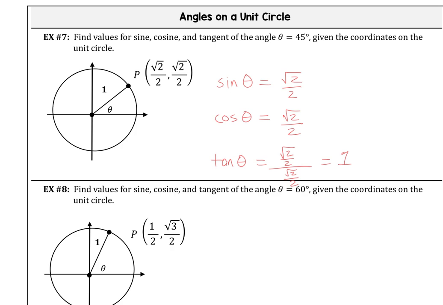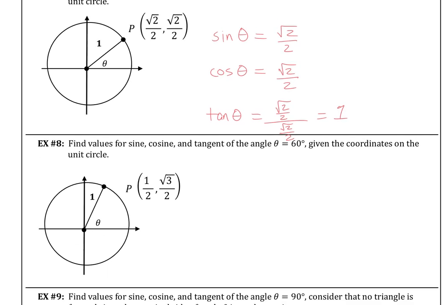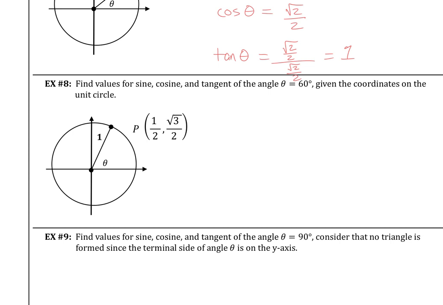So we've done 30. We've done 45. Now we need to do 60 here. I want to find the values of sine, cosine, and tangent for 60 degrees. So you see, the relationship is that it takes the 30 degrees and it just flips them. Radius is still 1. So what we can say is the sine of theta is now root 3 over 2.